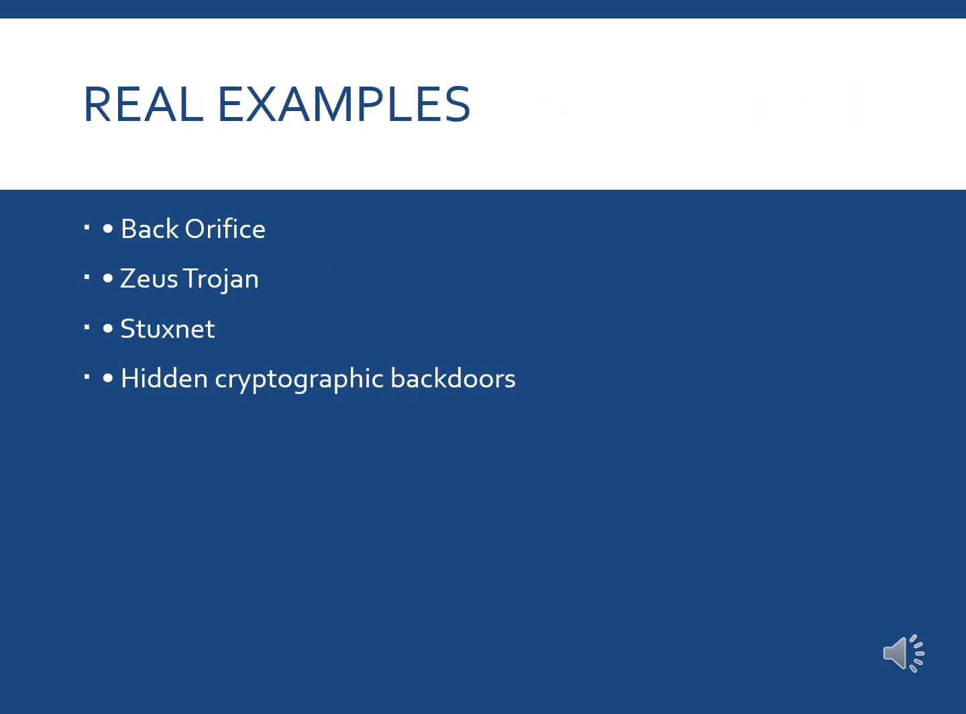These are famous backdoor attacks. Back Orifice allowed full remote control. Zeus Trojan stole banking details. Stuxnet used advanced backdoors to attack industrial systems. Some backdoors were even found inside secure hardware.